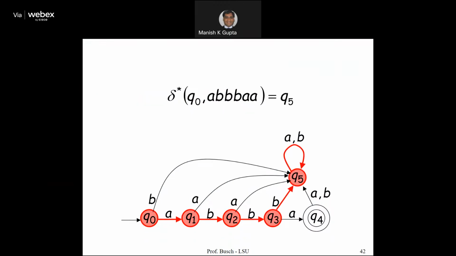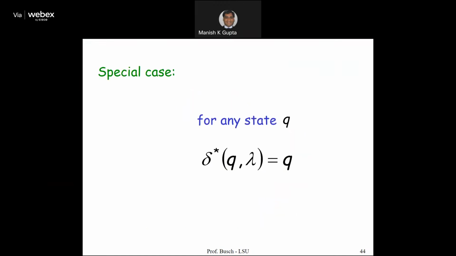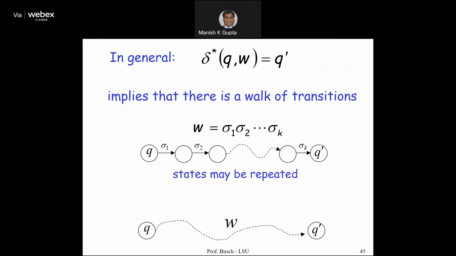Similarly, you can have another one. One special case is delta star of q comma lambda. When the empty string is there, you will be in q only. This is a special case. In general, delta star of q comma w is equal to q prime: you are in state q, and after scanning the string w, you go into q prime. This can be broken into many intermediate steps, because you can go one symbol at a time. That is a possibility.